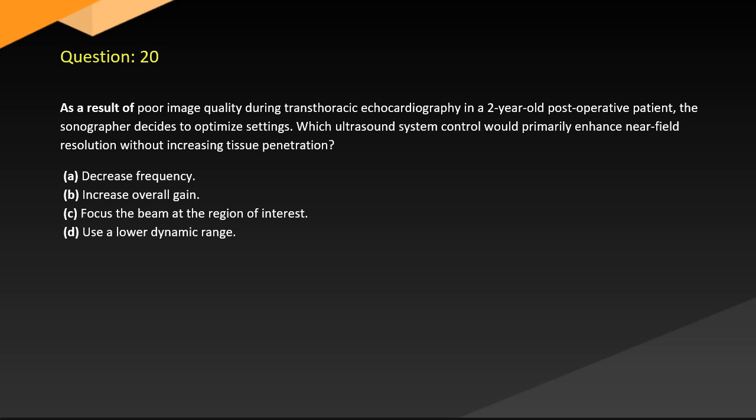Question 20. As a result of poor image quality during transthoracic echocardiography in a 2-year-old post-operative patient, the sonographer decides to optimize settings. Which ultrasound system control would primarily enhance near-field resolution without increasing tissue penetration? A. Decrease frequency. B. Increase overall gain. C. Focus the beam at the region of interest. D. Use a lower dynamic range.